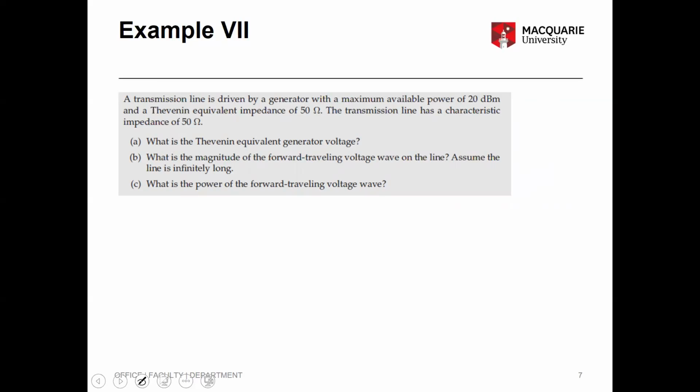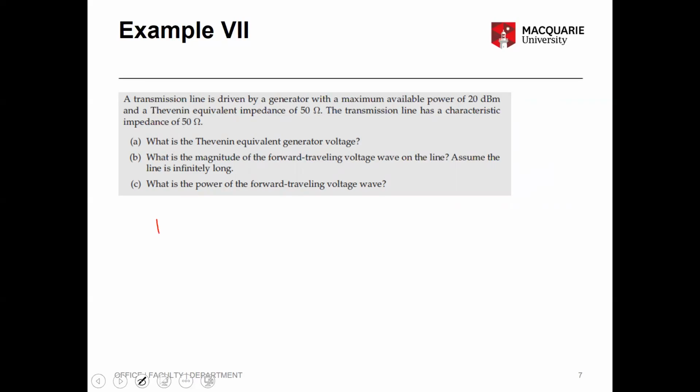Now in this next example, the transmission line is driven by a generator with a maximum available power of 20 dBm and a Thevenin equivalent impedance of 50 ohm. The transmission line has a characteristic impedance of 50 ohm. What is the Thevenin equivalent generator voltage? So it's very similar to the previous one.